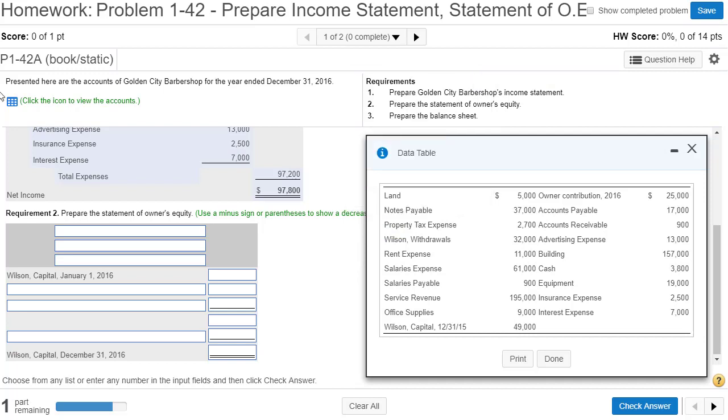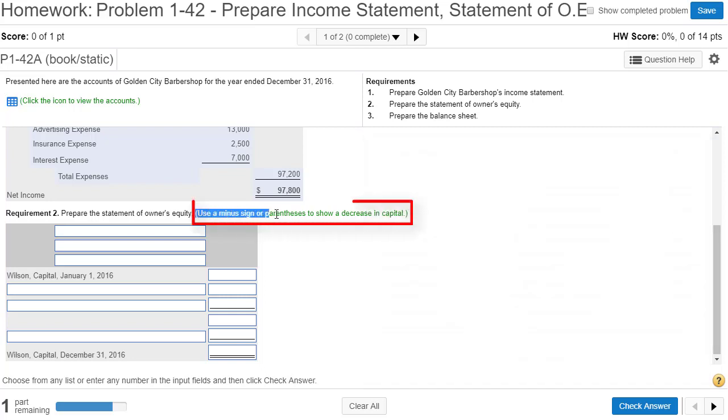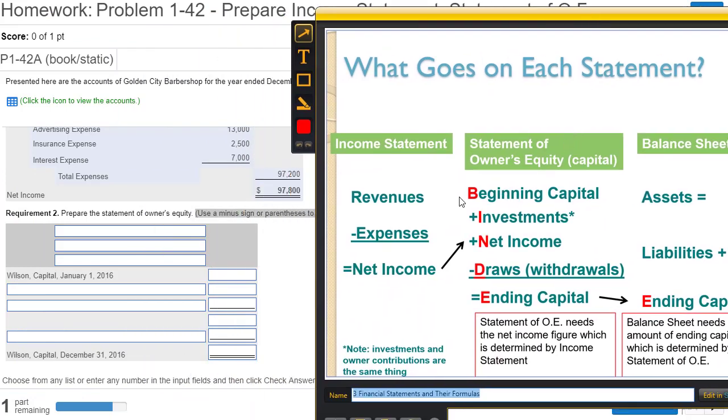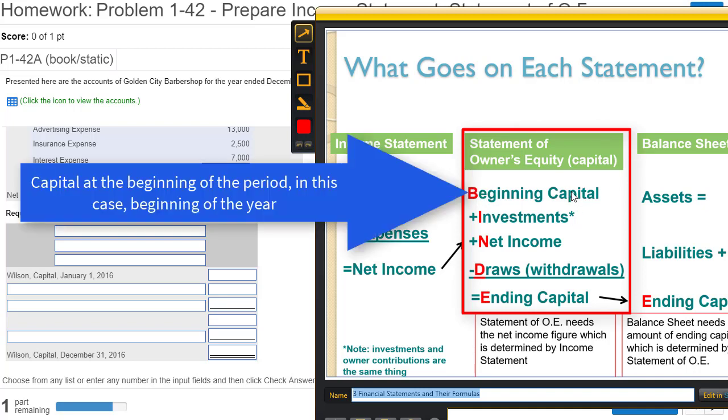All right, now we're going to work on the statement of owner's equity. Notice the rule in green here. It says use a minus sign or the parentheses to show a decrease in capital. So before we can work on this problem, we need to know the formula for the problem. So it's BIND with an E. Beginning capital, meaning the capital at the beginning of the period.